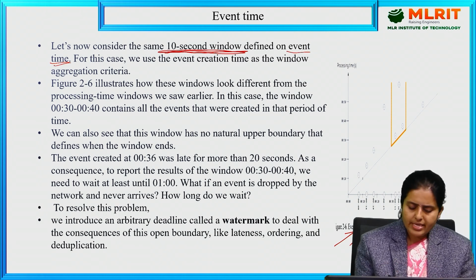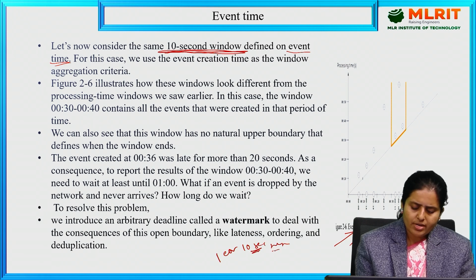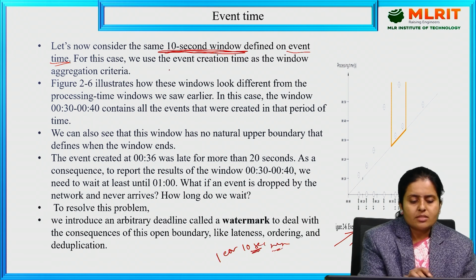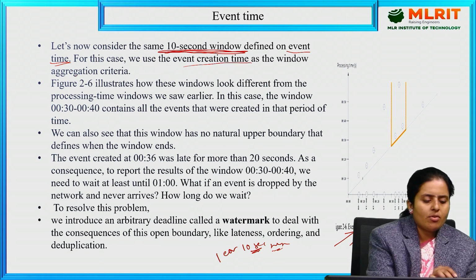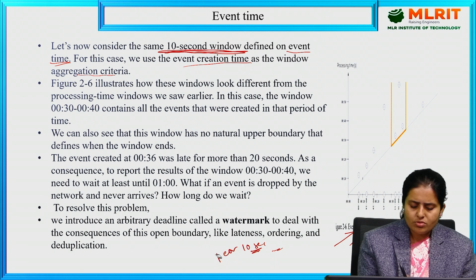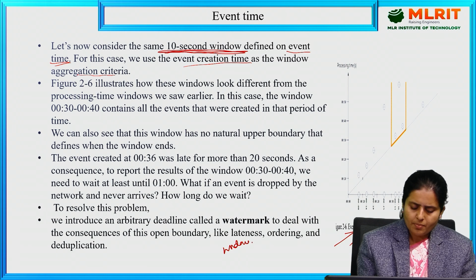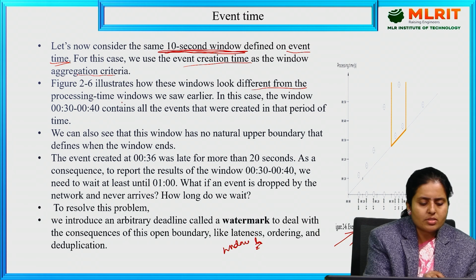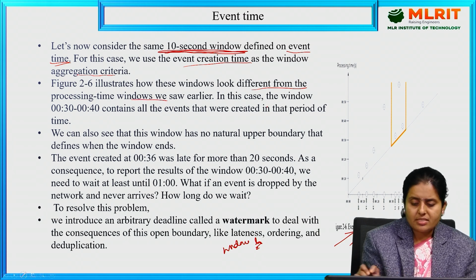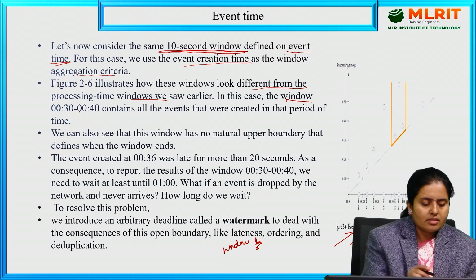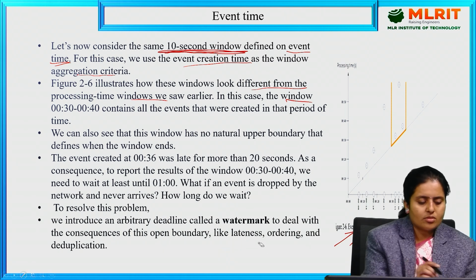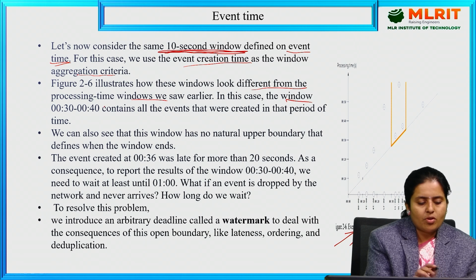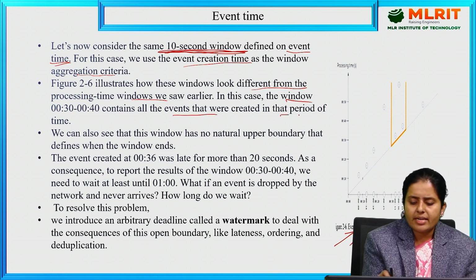What is my event time? My window time is 10 seconds. In this case, we use the event creation time as the window aggregation criteria. We use the event generated time as the window time. So these windows look different from the processing time windows. In this diagram, the window from 30th second to 40th second contains all the events that were created in that period of time.